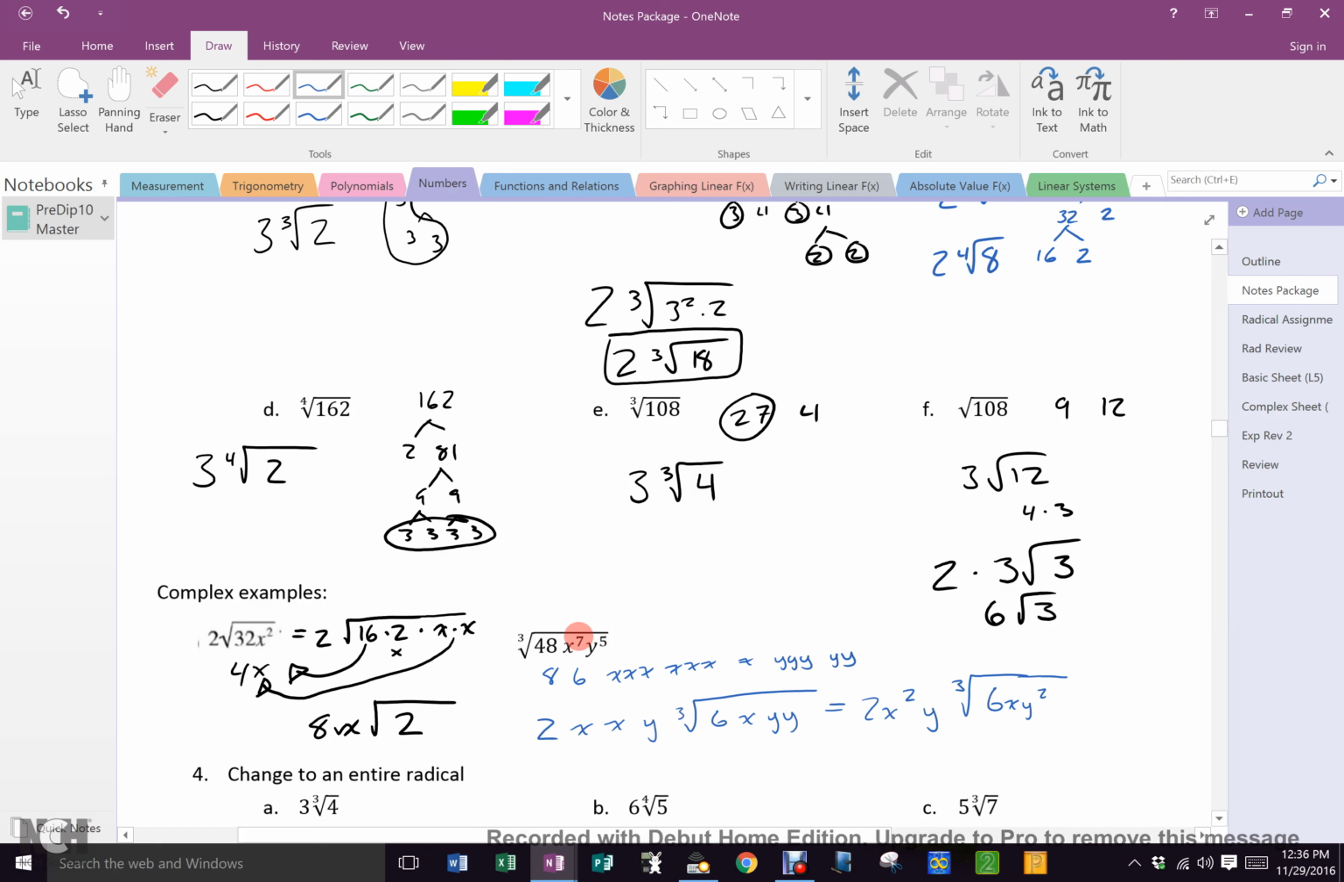3, 7, we were left with 2 out there and 1 in there. 3, 5, we were left with 1 out there and 2 in there. What's the shortcut? I said I'd show it to you, but that's too easy. What is it, Tiffany?